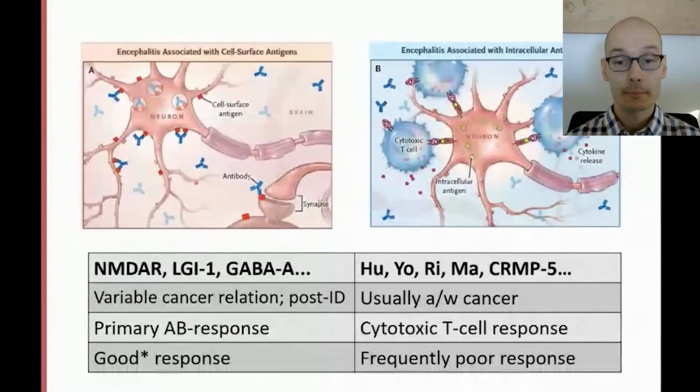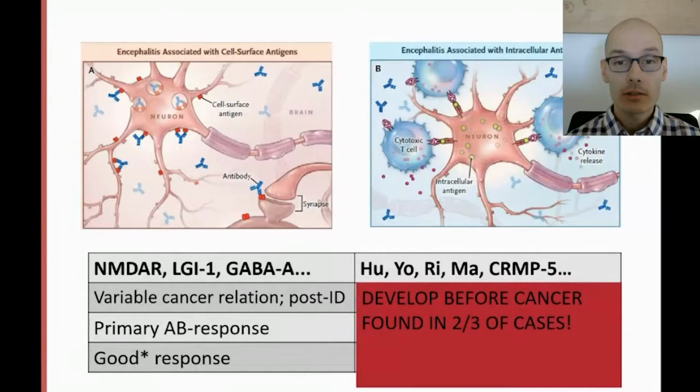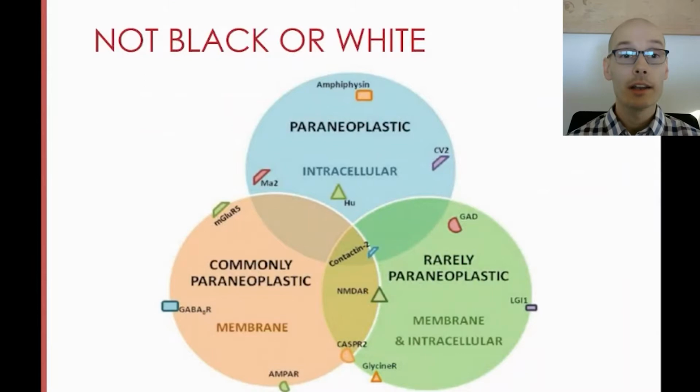Now, I'll have throughout the presentation various red blocks that you'll see pop up, and these are clinical hints or things I want you to take away. Now, in the case of intracellular antigens, autoantibodies related to these may develop up to two-thirds of cases prior to an actual cancer being found. Like I said, this field is very much not a black or white field.